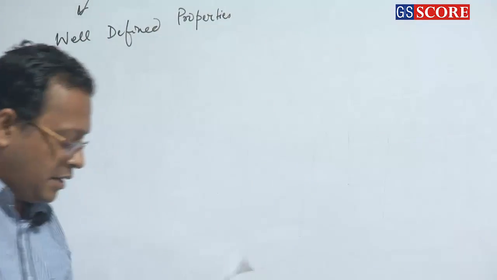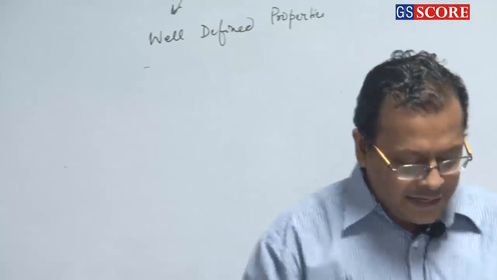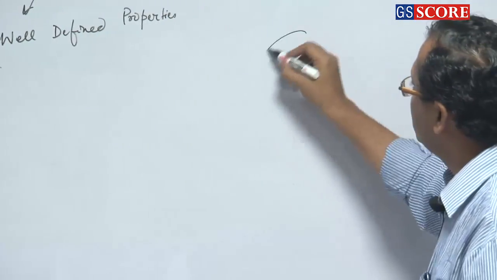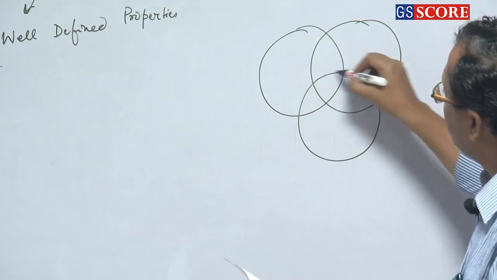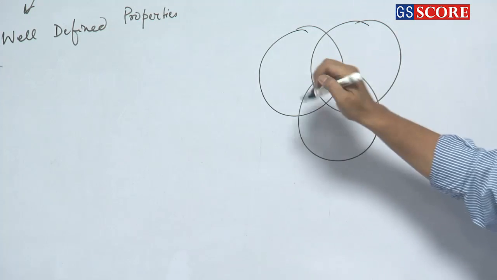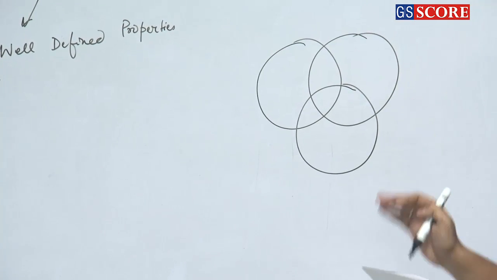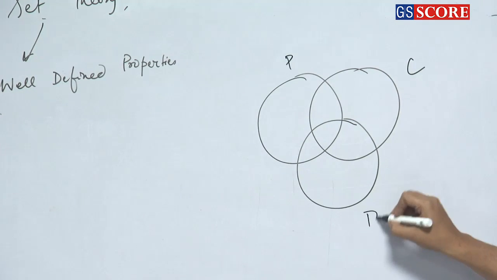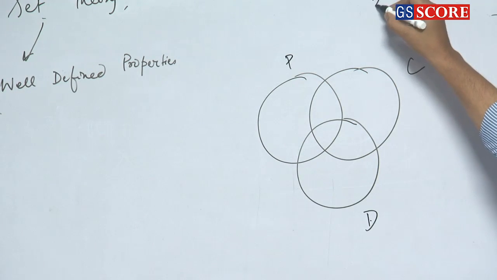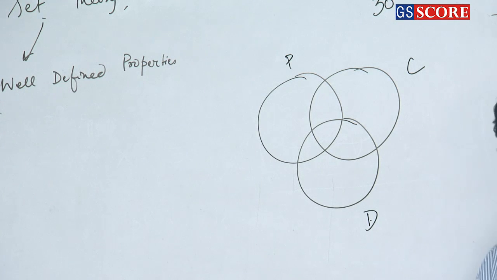Okay, an office employs 30 people who prefer at least one of the three drinks. Who prefer at least one of the three drinks, which means there is no universal set here, because everything is 30, right? So Pepsi, Coke and Dew, and the total value of this is 30. Clear?